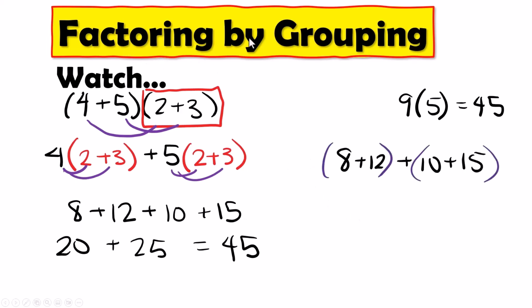The steps for factoring by grouping, which I'll go over again, you're just watching right now, is to group the first 2 terms and the last 2 terms. And then you're supposed to pull out a GCF.